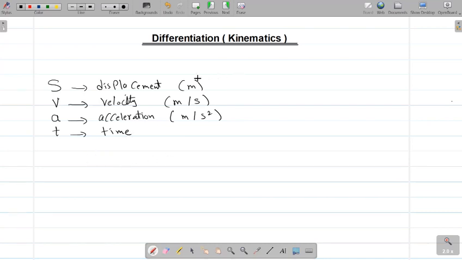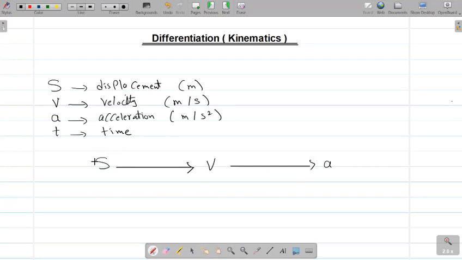Here, we have to know how to get the velocity from displacement and how to get acceleration from velocity or displacement. The correct order: if we have displacement, we can differentiate the expression of displacement to get the velocity. And from the velocity, using differentiation, we can get the acceleration.